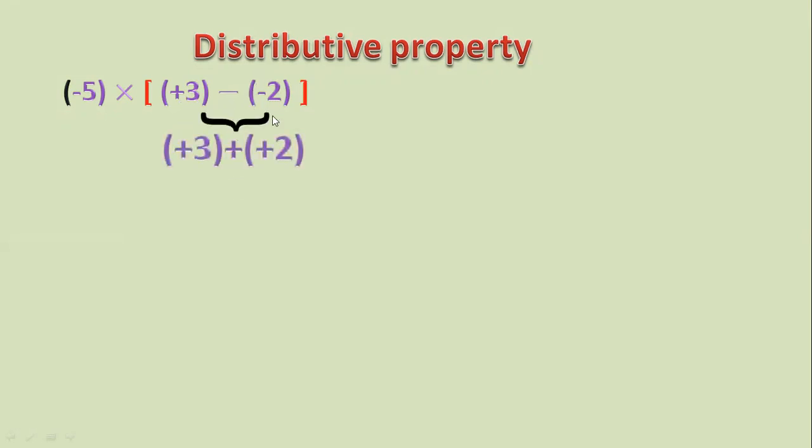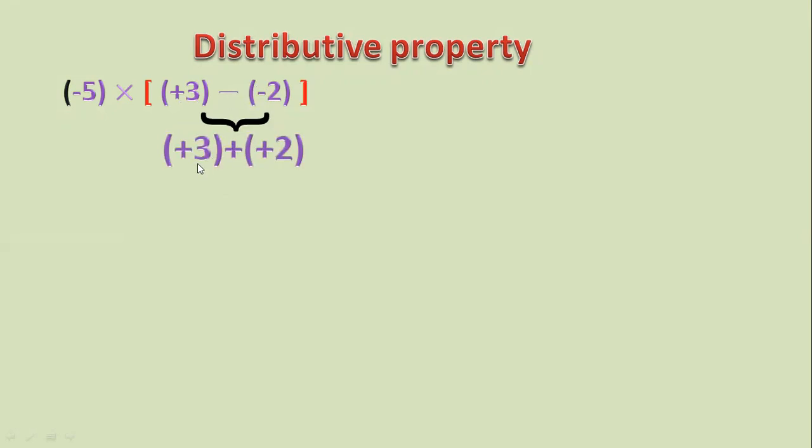See another example. Minus 5 into plus 3 minus minus 2. Which is inside the bracket, that should be done first. Plus 3 minus minus 2. While subtracting, change the sign of the second number and then add.